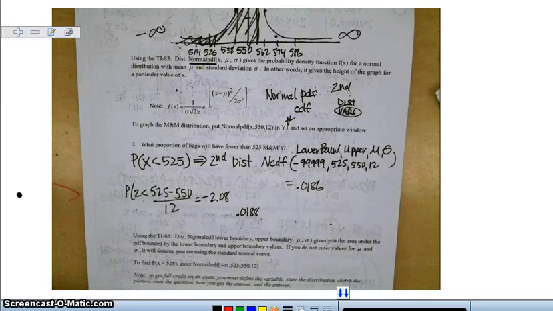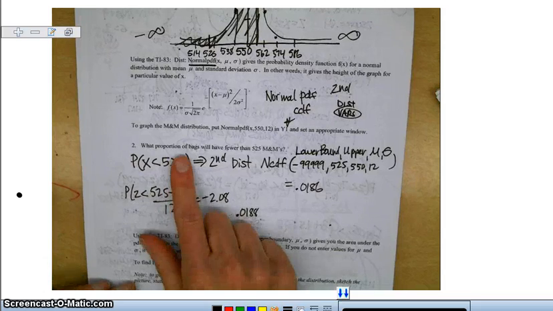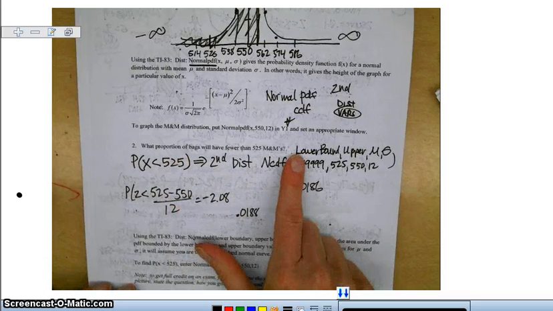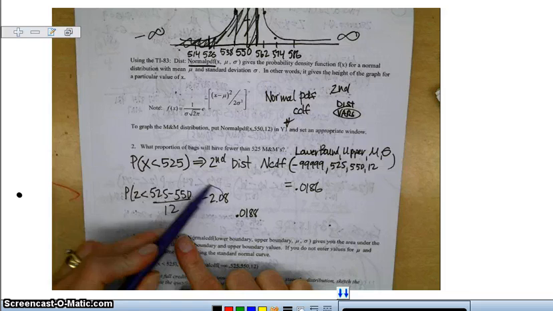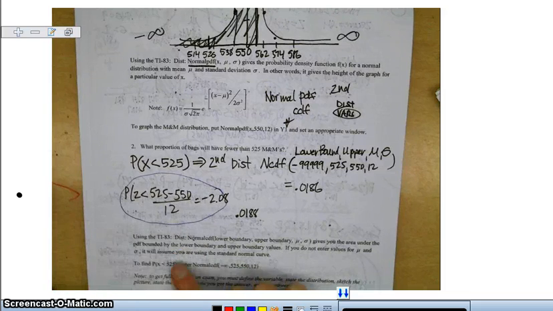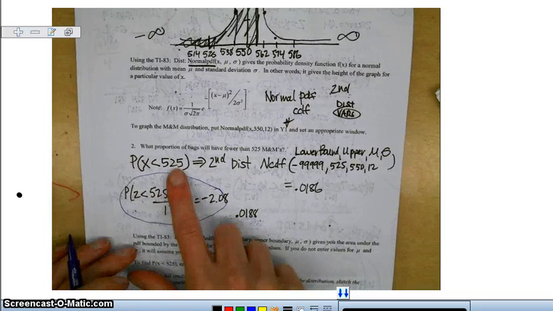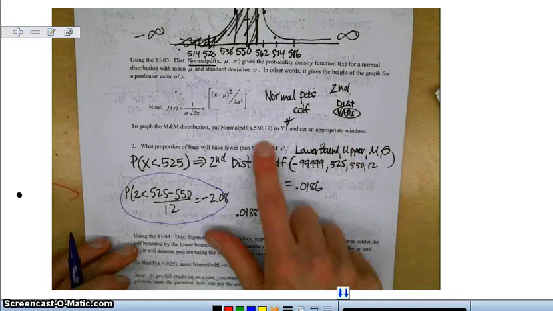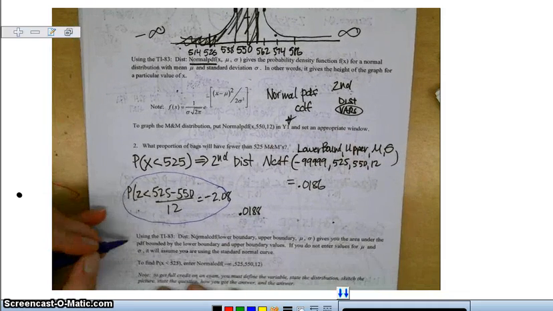Alright, this is the second video for day 38, and we had just talked about what proportion of bags will have fewer than 525 M&Ms. In the past we would have done it by finding a z-score and looking it up on the table. We can still do that, that part works, but now we are learning how to use our calculator to do that. So here's some notes down at the bottom.